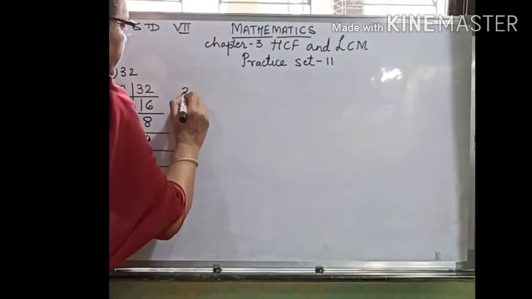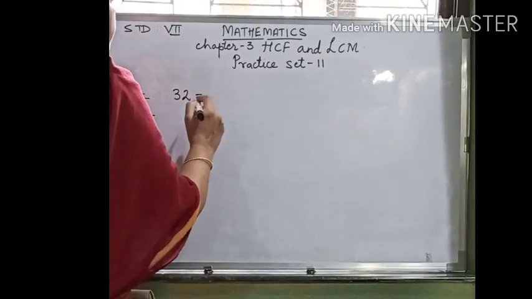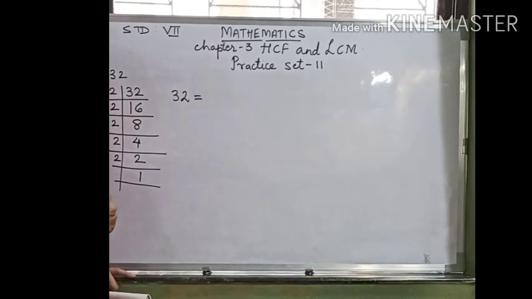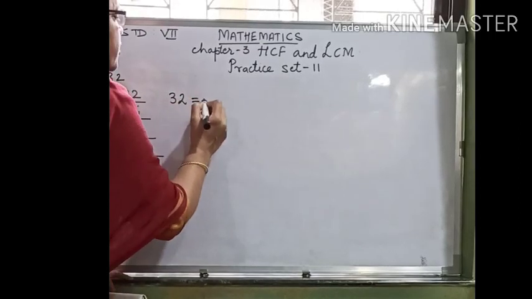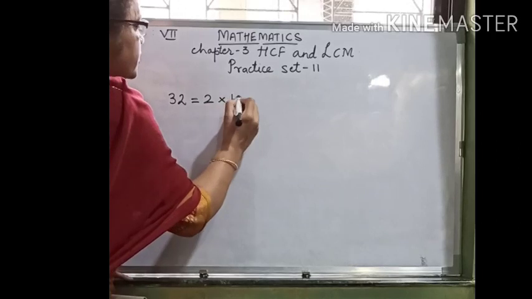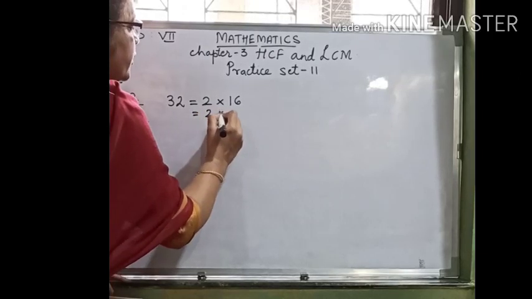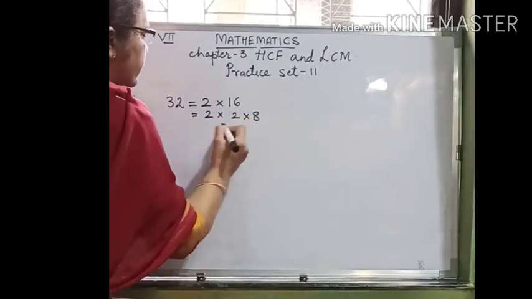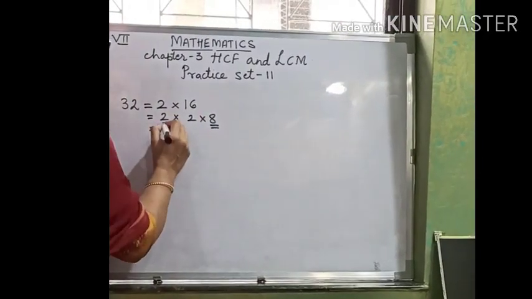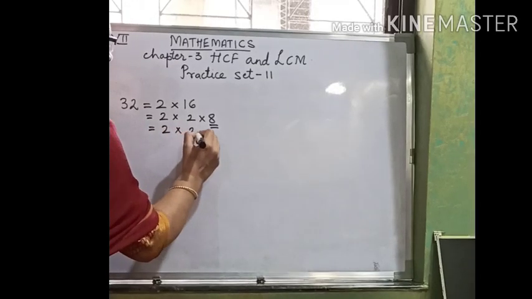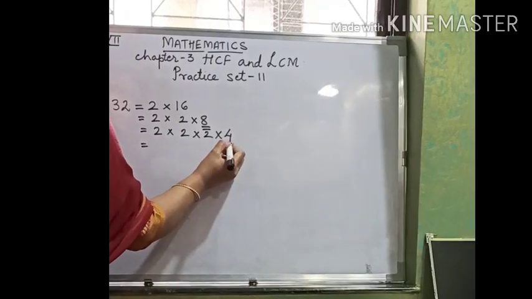The same example we will find the divisors in horizontal method. So you have to start from the number 2. Then go to the next number. So 32 is divisible by 2. 2 multiplied by 16. Further you have to divide 16. 2 multiplied by 2 multiplied by 8. Now this 8 you have to find out the divisors. You have to write this as it is. 2 multiplied by 4. Now 4 further is divisible by 2.